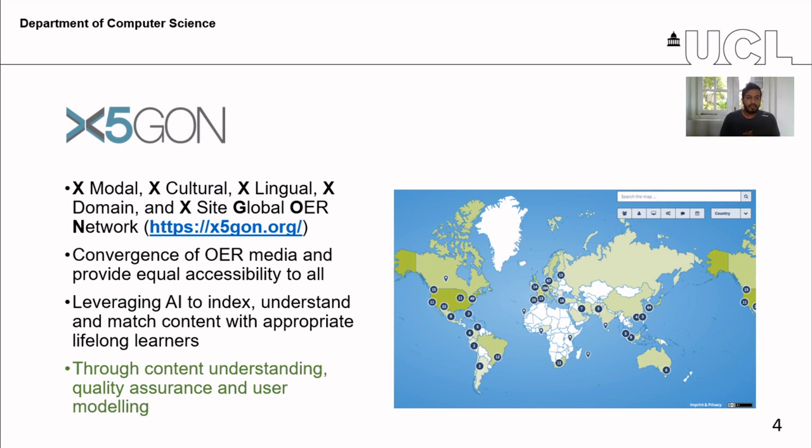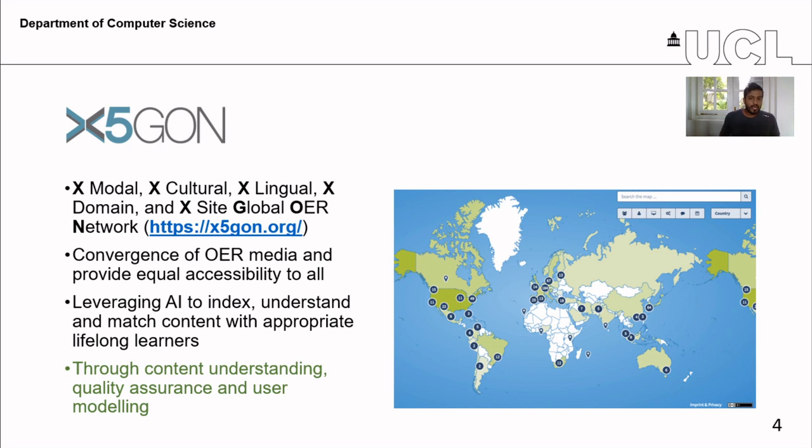So what the X5GON project tries to do is to use artificial intelligence to first discover these open educational resources, and then try to match them to learners who are in need of these educational resources at the right time. So how are we going to do that? We are trying to do that by using artificial intelligence to understand the educational resource, and then to understand the quality of this educational resource, and to understand learners so that we can find the right educational material that can be matched to the learner at the right time.